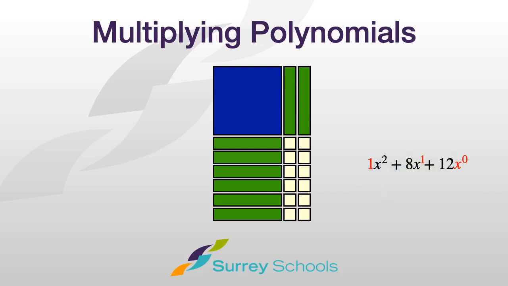Each of these terms has a coefficient, variable, and whole number power. Note that some of these are implied.